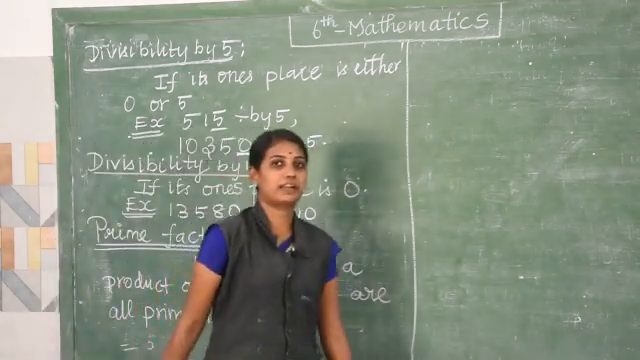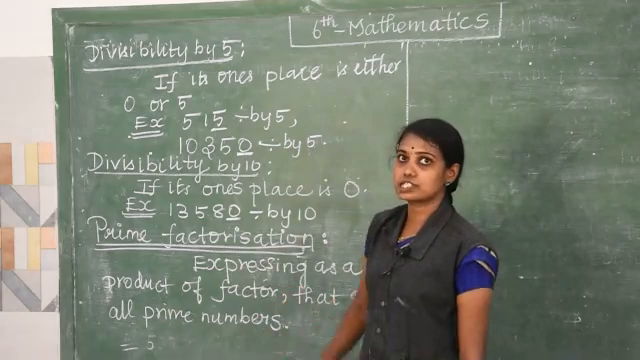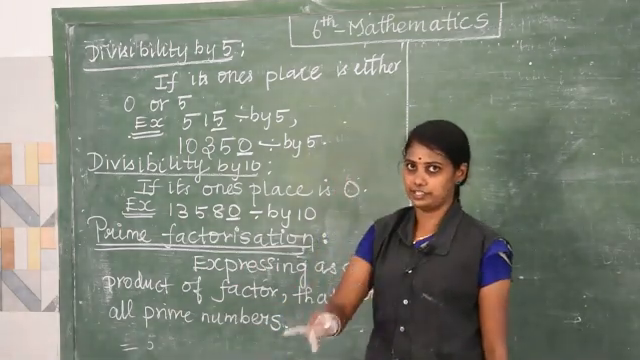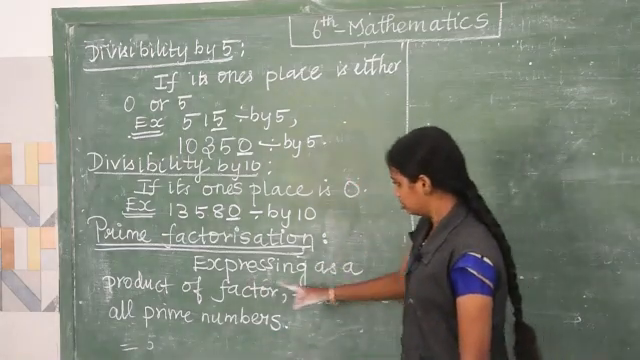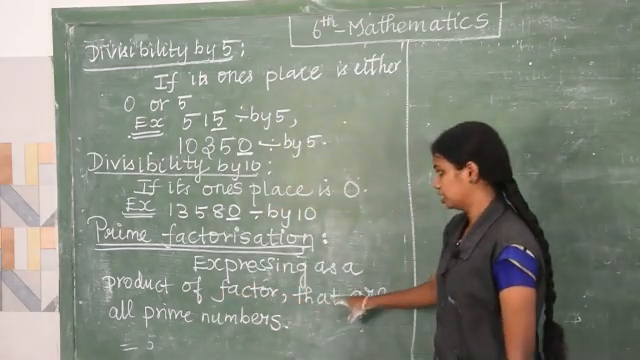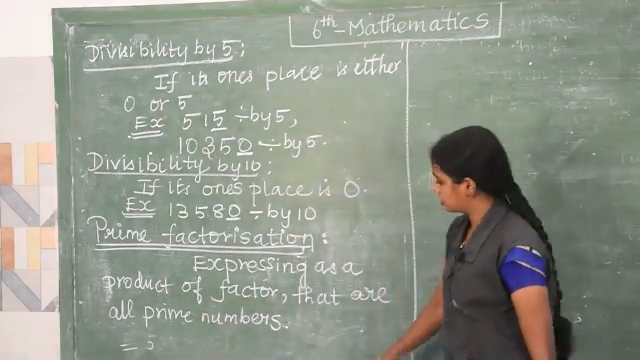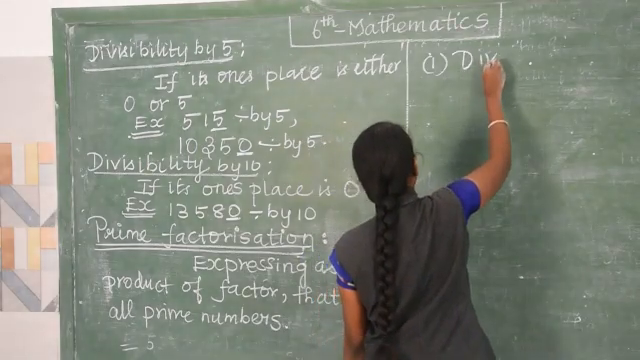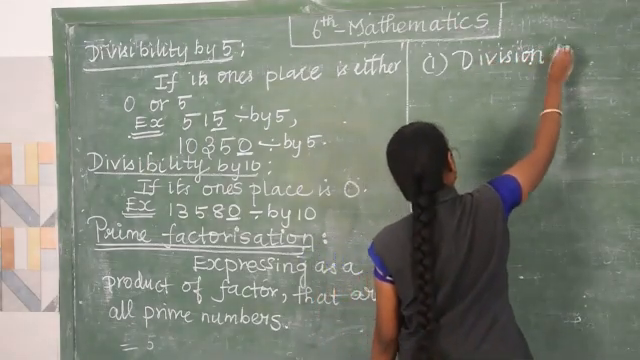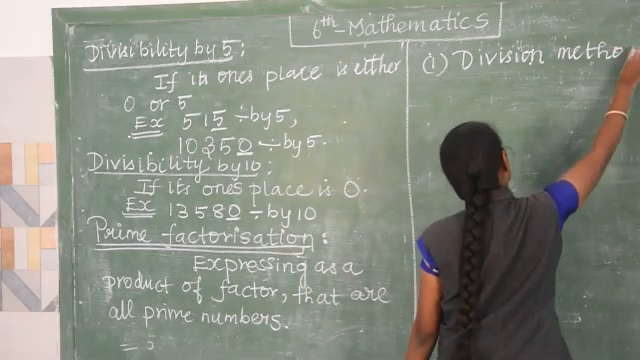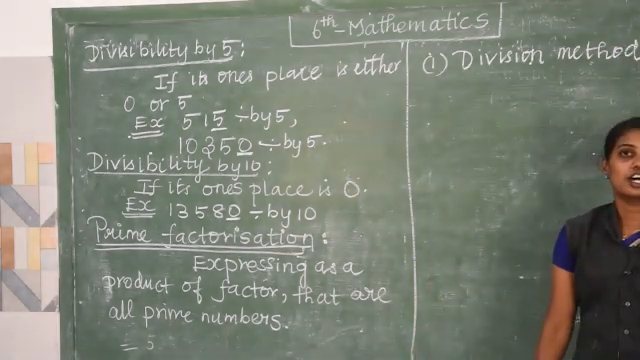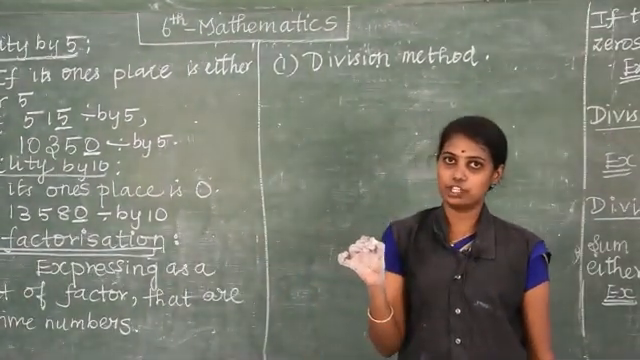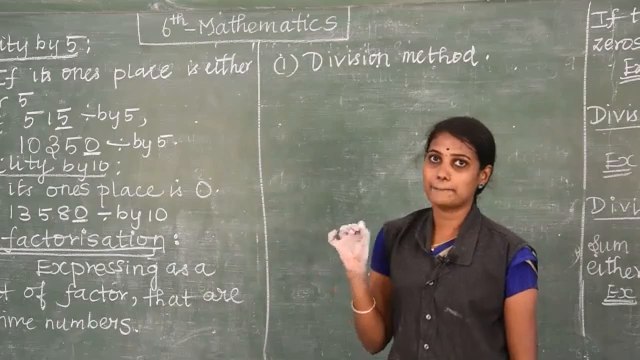It's very, very important, prime factorization. You will learn it till the 12th standard, a very basic thing. You must know the prime numbers, you must know the factors. Expressing as a product of factors that are all prime numbers. We have 2 methods. The first one is the division method. Normally we divide numbers. That method only we are going to follow in this, but using only prime numbers.